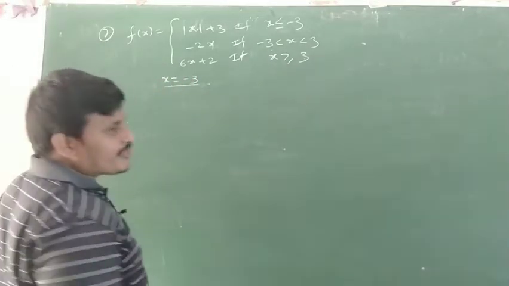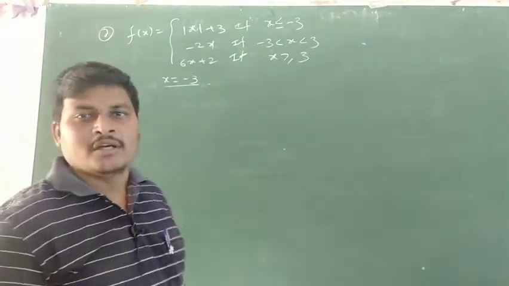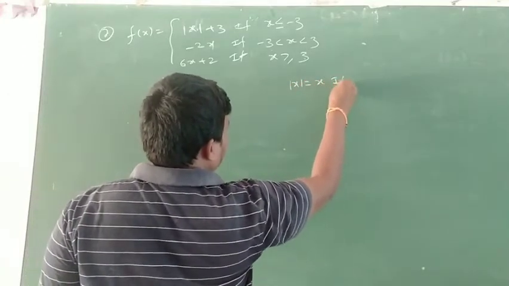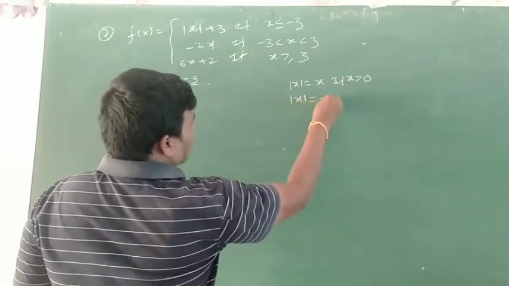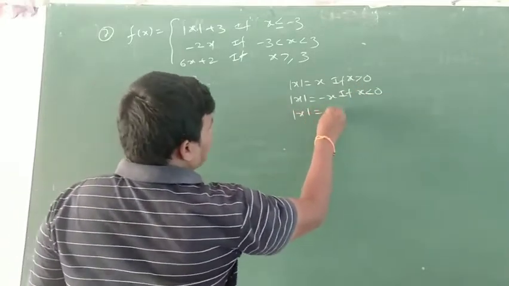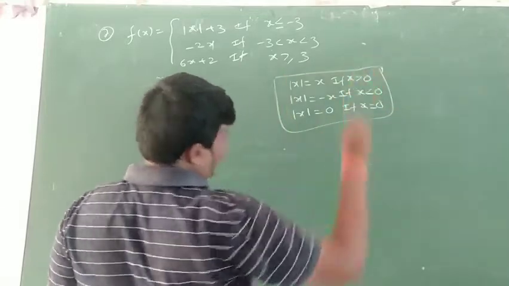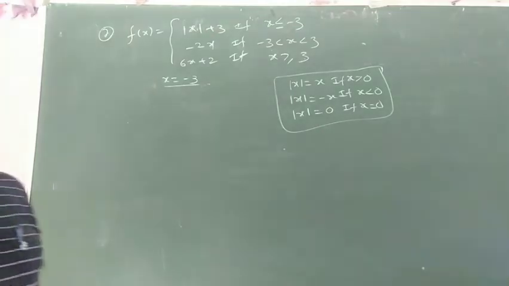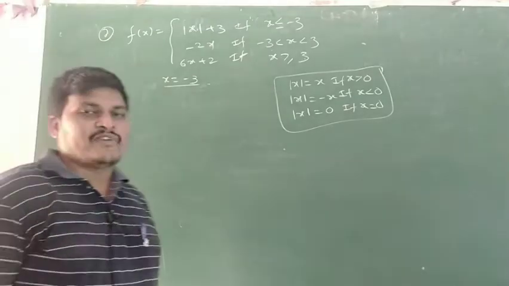What is the mod x definition? You know the modulus function definition. Mod x is equal to x if x is greater than 0, positive. Mod x is equal to -x if x is less than 0, negative. Mod x is equal to 0 if x is equal to 0. This is the very important definition. Already in first year, the graph is also there: modulus function, step-x function, signum function.